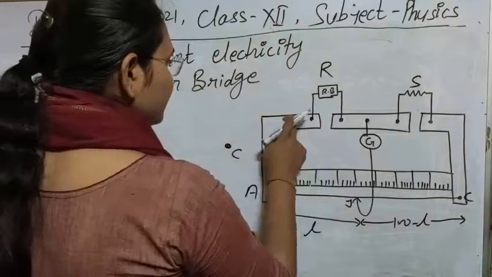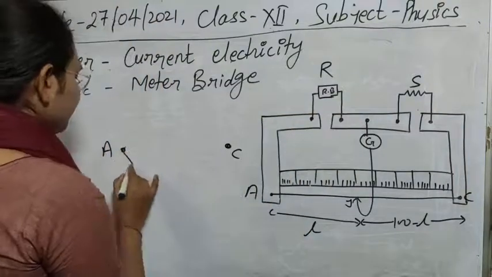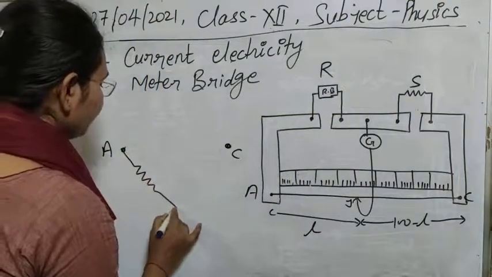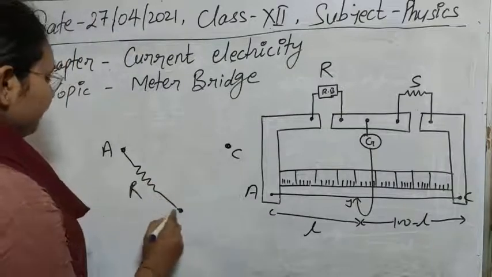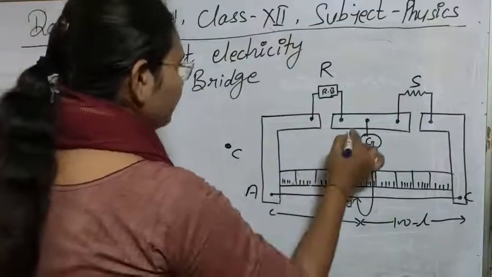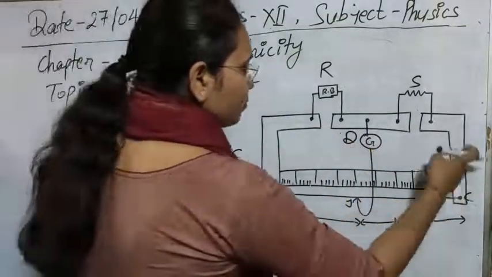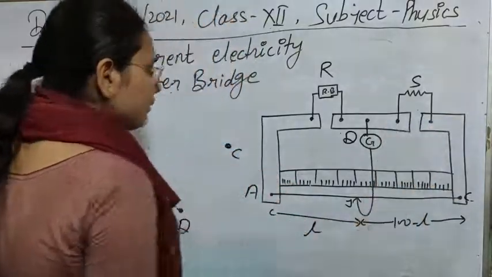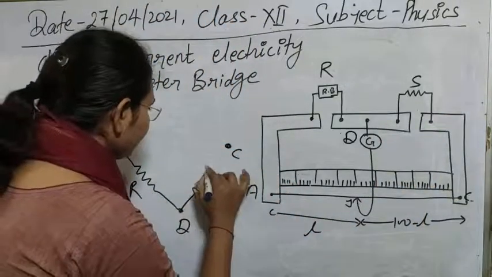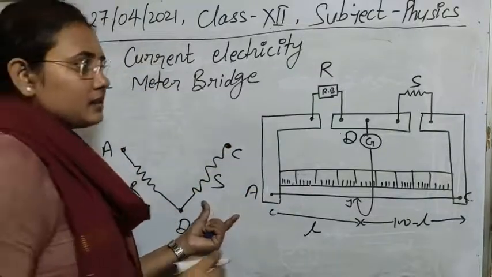Now you can see that this is point A also. Through this point we have just connected a resistance box here. This is R. Suppose this is point D. We have this plate as point D, and this is point C. Between C and D we have connected a resistance S, and it is an unknown resistance.